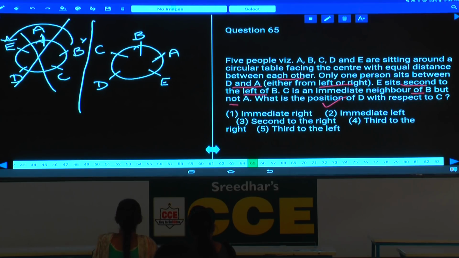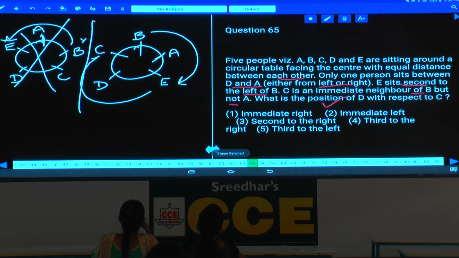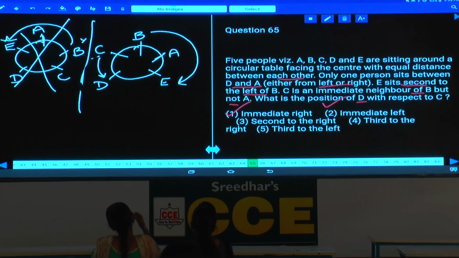Now coming to this one, E sits second to the left of B. True or false? As B is here, this E is seated second to the left of B is definitely true. Hence, now we need to focus on the second one. What is the position of D with respect to C? D is to the immediate right of C. Immediate right, that is given in choice 1. Now question number 65, choice 1 is the answer.